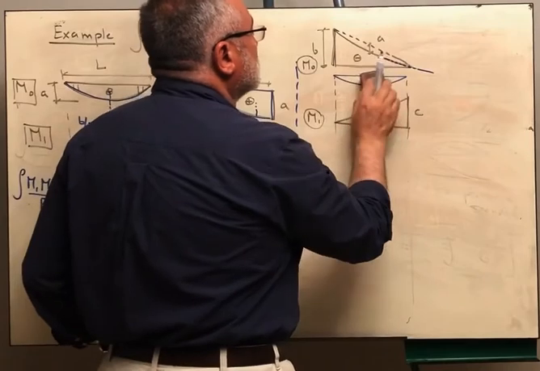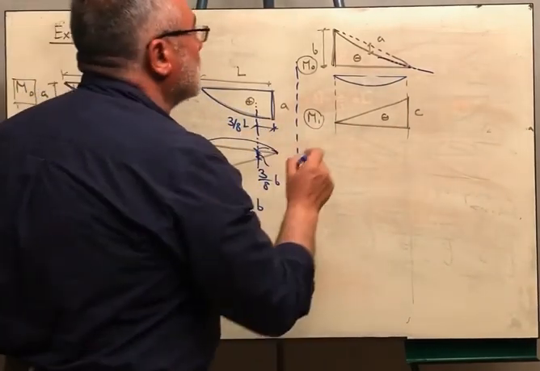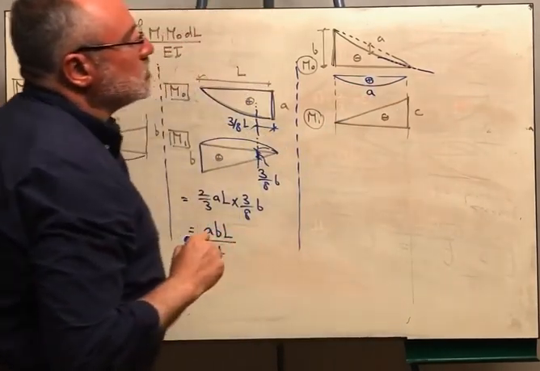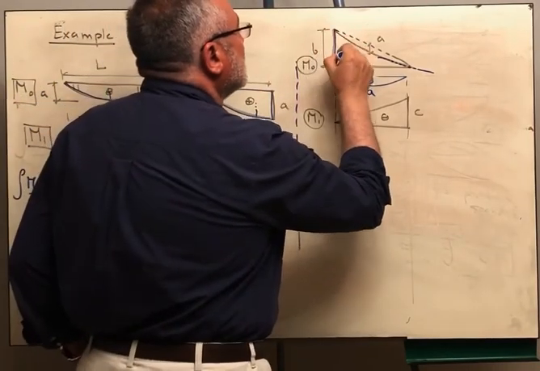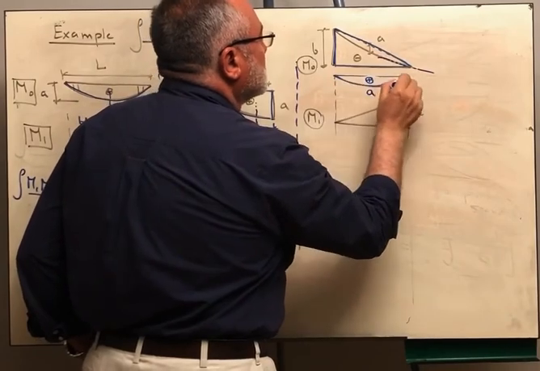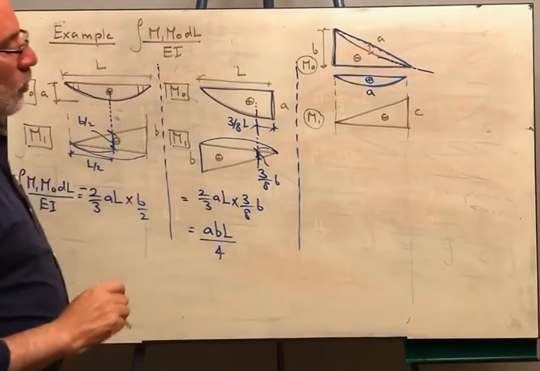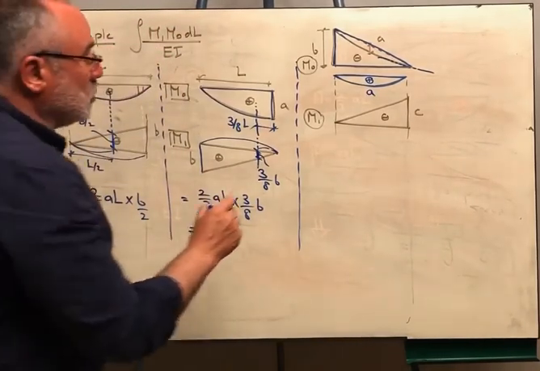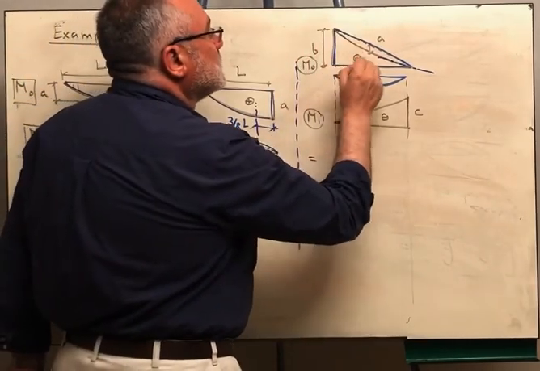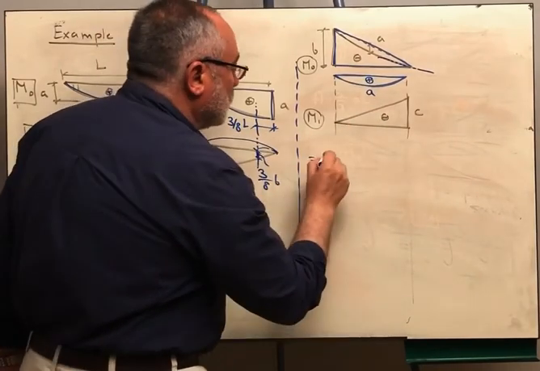So we are going to consider that M naught is composed of two diagrams: this triangle, and added to it the parabola, instead of having this shape all at once. Okay? So the integral will be equal to, I need to integrate this triangle on this triangle. Both are negative, so the result will be positive.